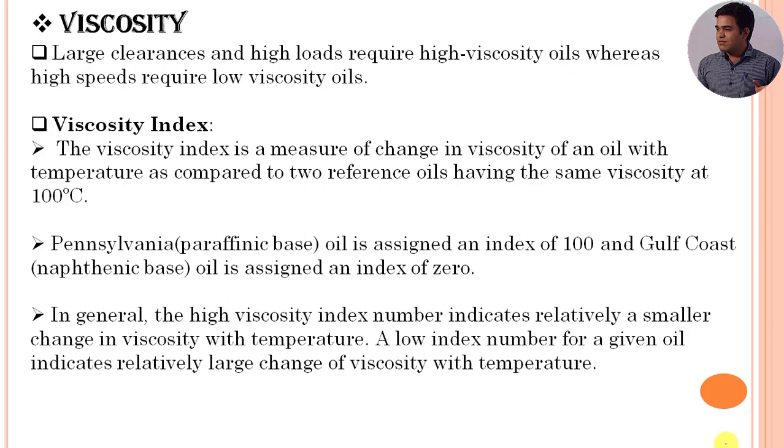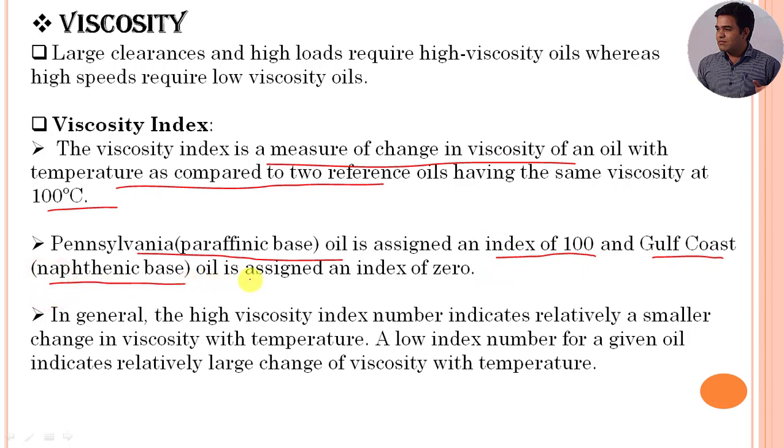And the viscosity can be indicated with the help of the viscosity index, which is a measure of change in viscosity of an oil with temperature as compared to two reference oils having the same viscosity at 100 degrees Celsius. These two reference oils are Pennsylvania oil, which is paraffin based and is assigned a viscosity index of 100, and the Gulf Coast oil, which is naphthenic based and is assigned an index of 0.